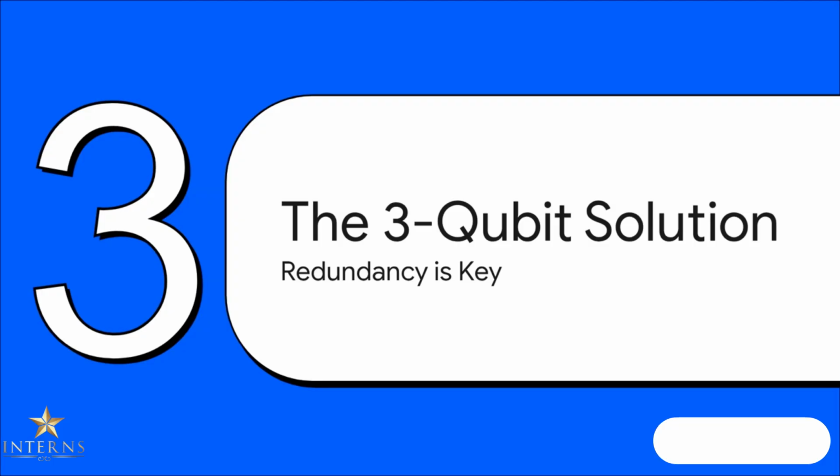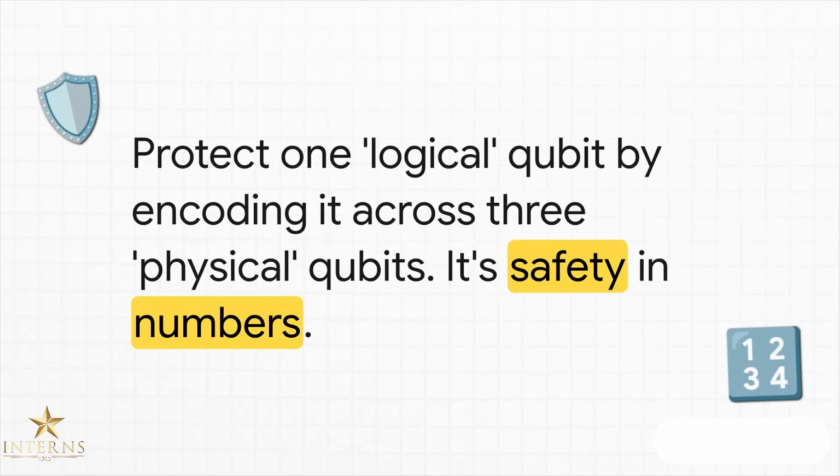So if you can't clone a qubit, how on earth do you protect it? Well, the answer is just so elegant it's brilliant. You don't copy it, you use redundancy. Here's the big idea. Instead of trying to make one single perfect qubit, we take one piece of information, we'll call it a logical qubit, and we spread its identity across 3 separate physical qubits. They basically become a team, all working together to protect a single message.